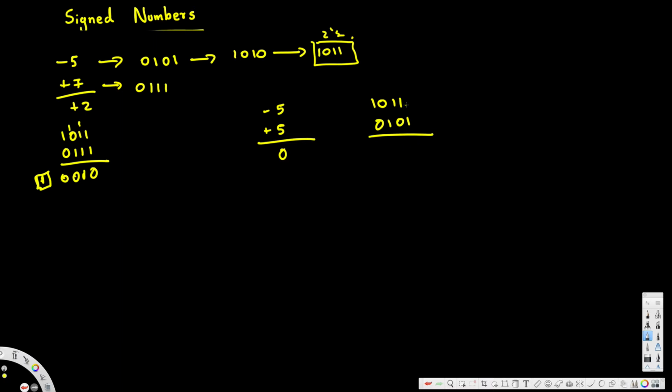And if you add them together, 1 plus 1, 0, carry 1, 1 plus 1, 0, carry 1, 1 plus 1, 0, carry 1, 0. And we have an overflow 1. From this we can see the addition is giving us 0. Therefore, this is the answer for this one. We have to get 0.